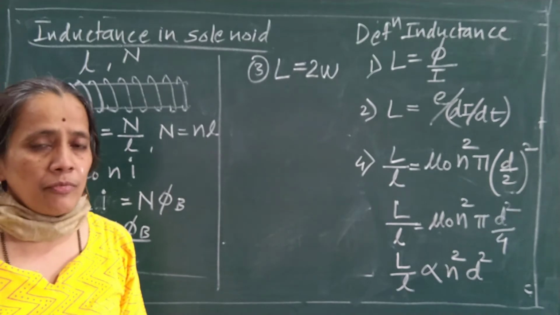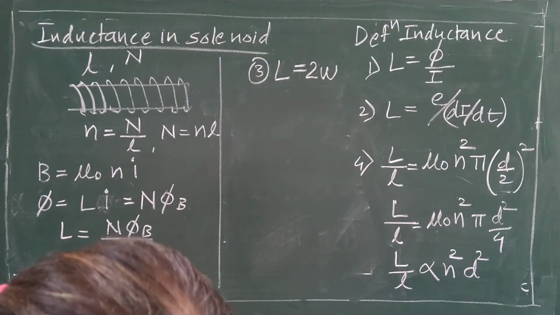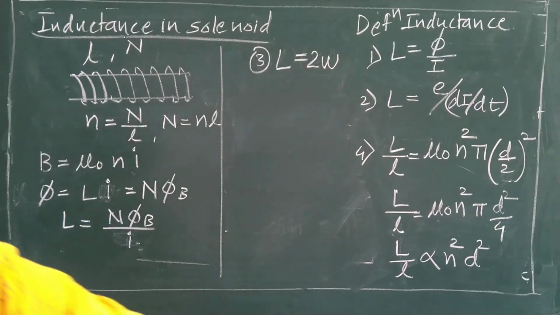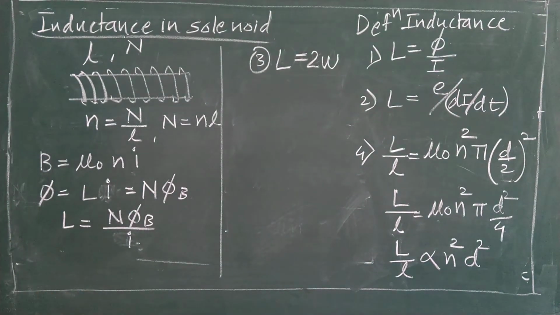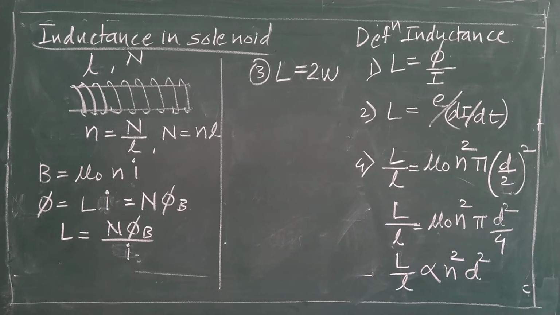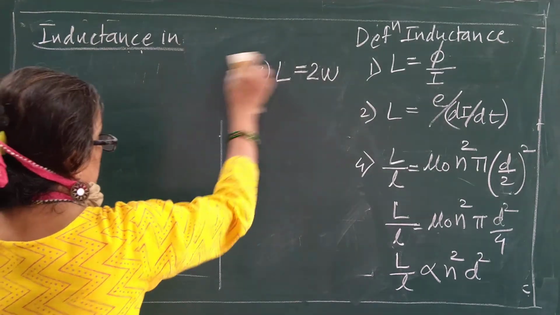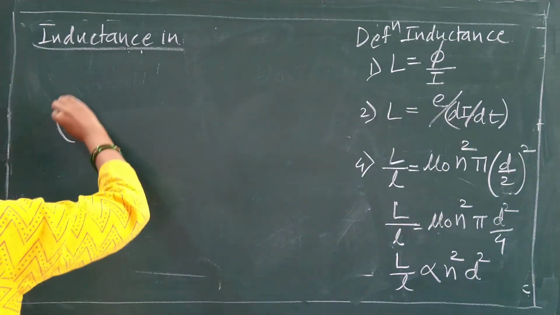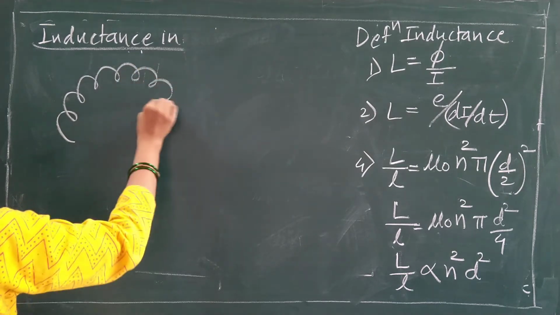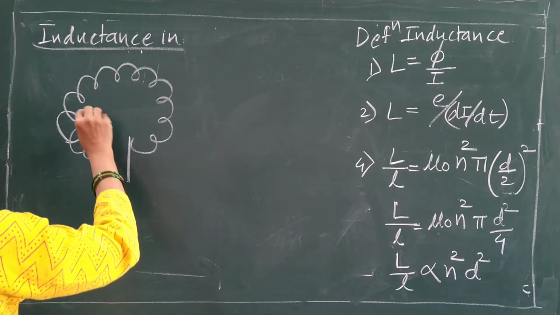Same thing you can find out in the toroid. So for that toroid, all of you know that. What is a toroid? Can anybody tell me what a toroid is? We have already seen what a toroid is. Toroid is like this: a coil, a solenoid itself turned into circular format.